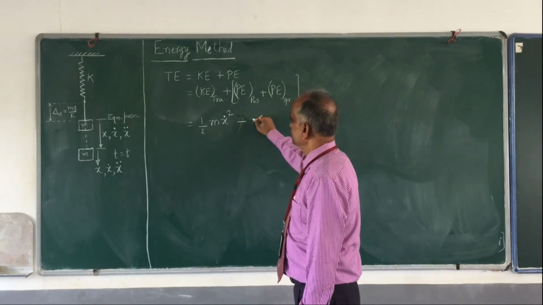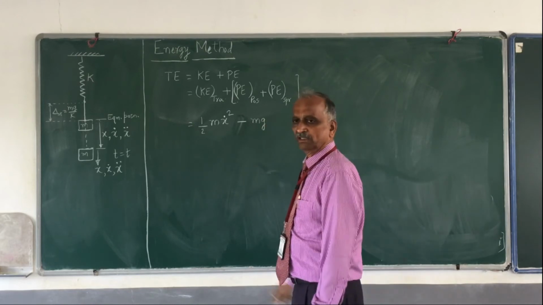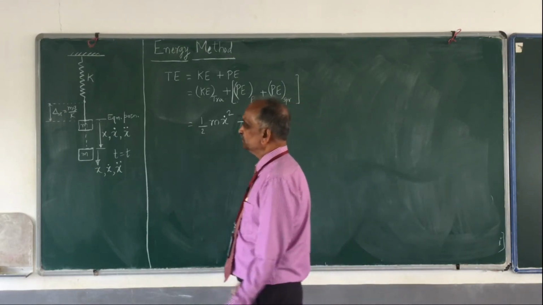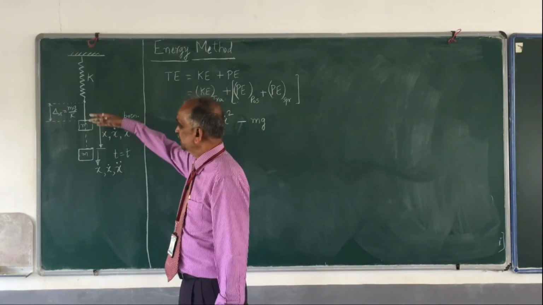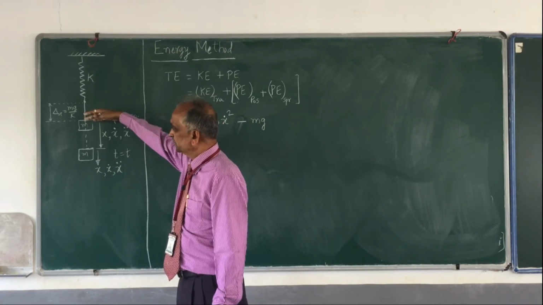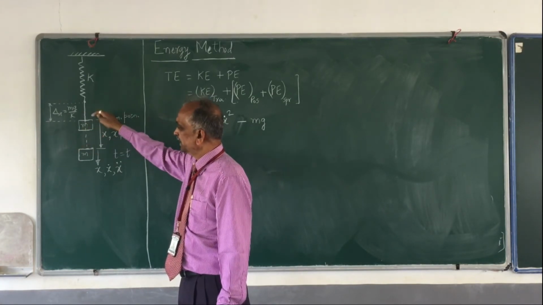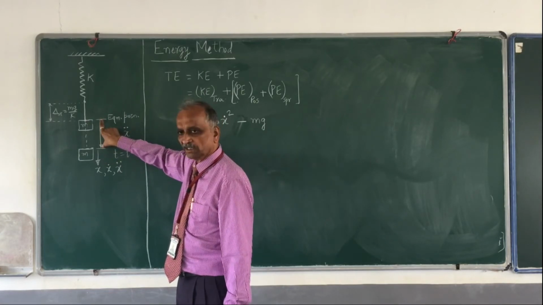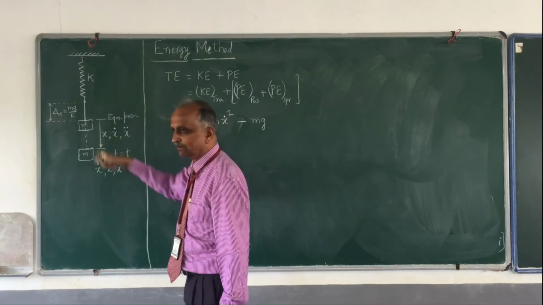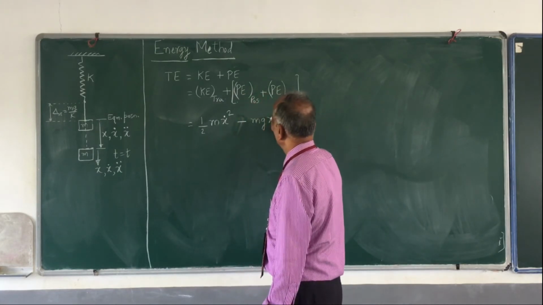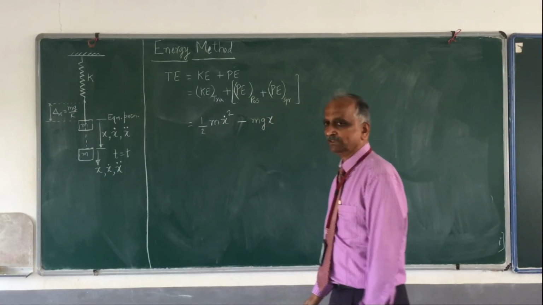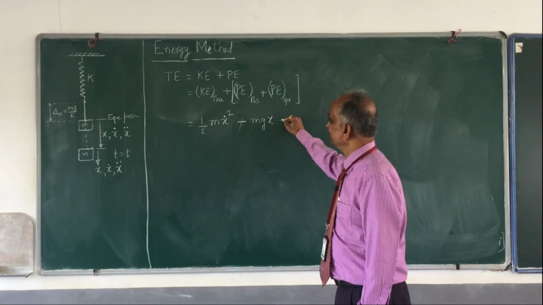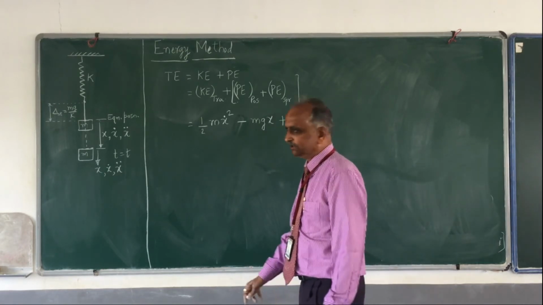So minus mg into what is the height? What is the change in the distance with respect to the equilibrium position? With respect to here, it has come down by how much distance? This is the displacement, this is the distance covered, that is nothing but x. So minus mgx, plus the potential energy.